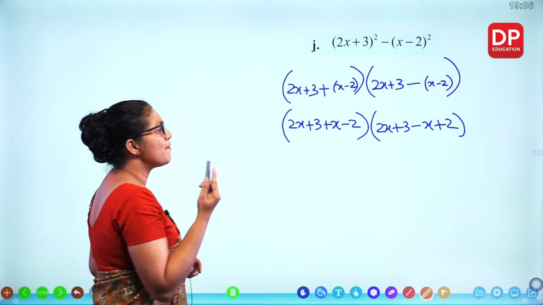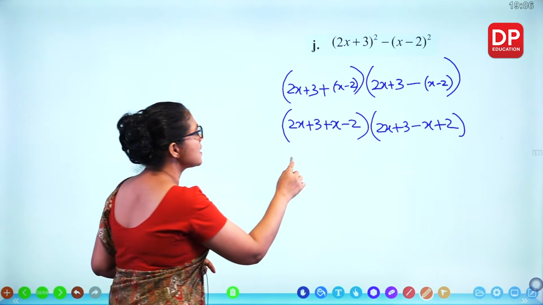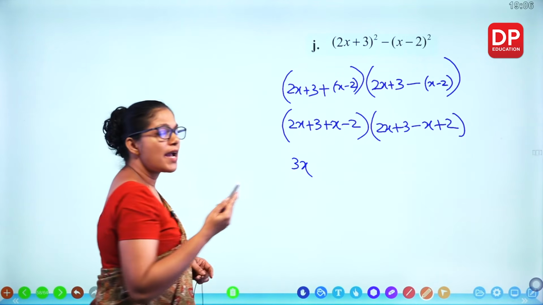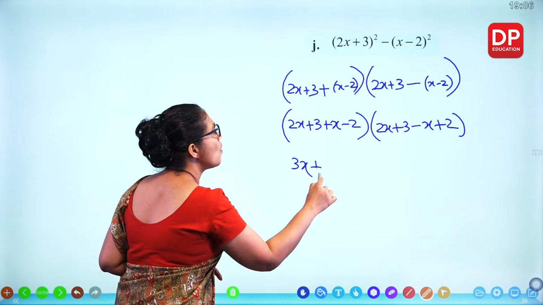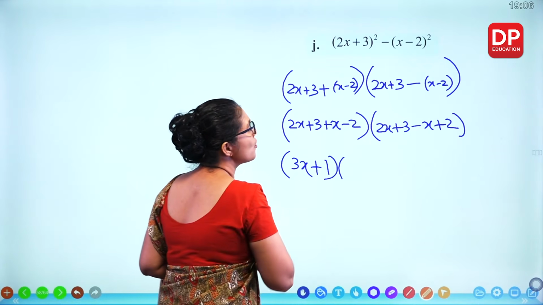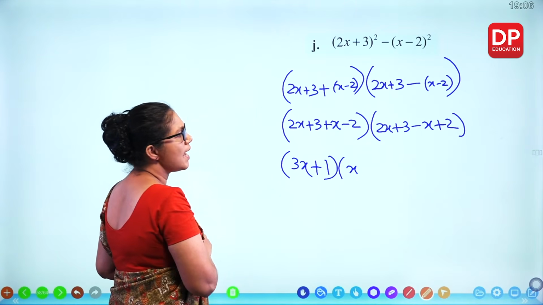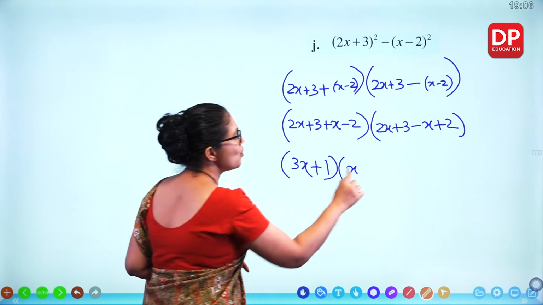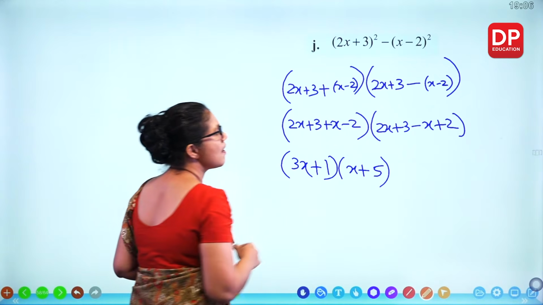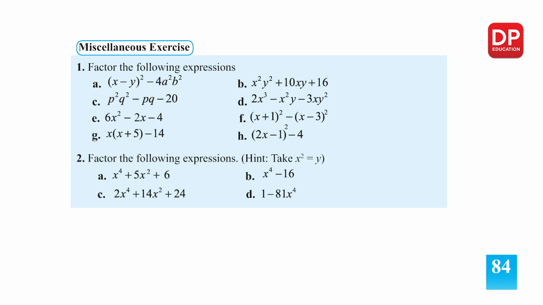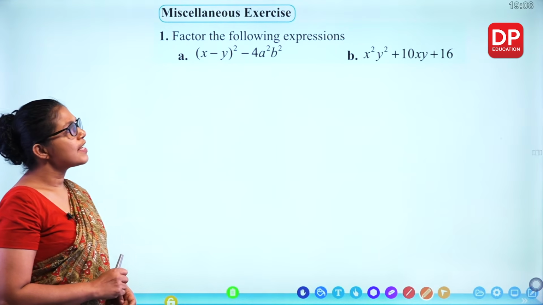Now try to simplify. 2x and x becomes 3x. 3 minus 2, you get 1. So what about this one? 2x minus x, you get x. 3 plus 2, you get 5. The miscellaneous exercise in your textbook.